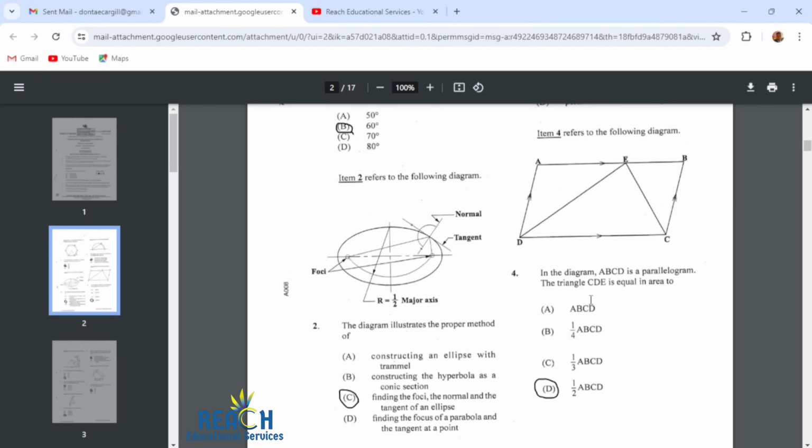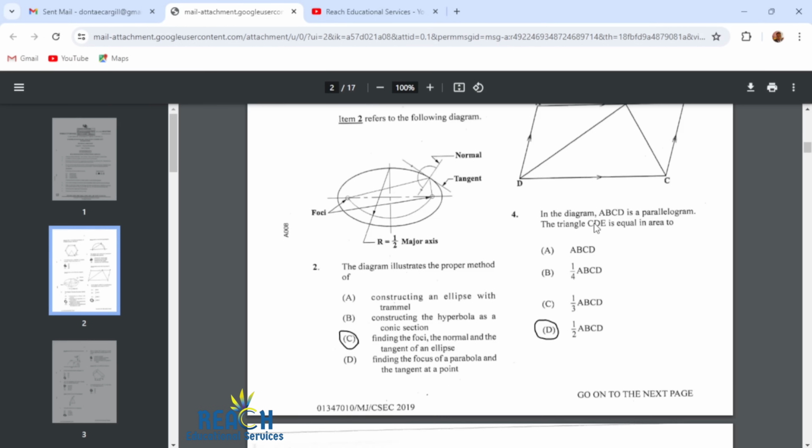In the diagram above, ABCD is a parallelogram. The triangle CDE is equal in area to half of the parallelogram. So if a triangle and a parallelogram share the same base and height, then the triangle is going to be half the size, half the area, of that parallelogram, or just a quadrilateral generally.